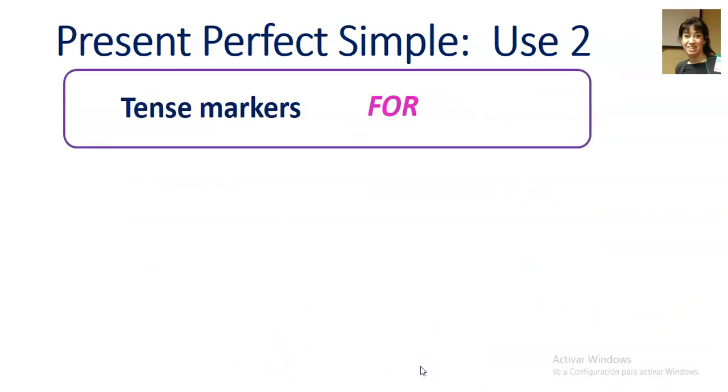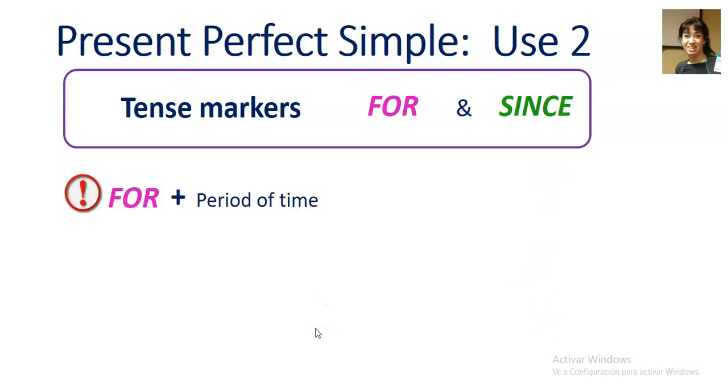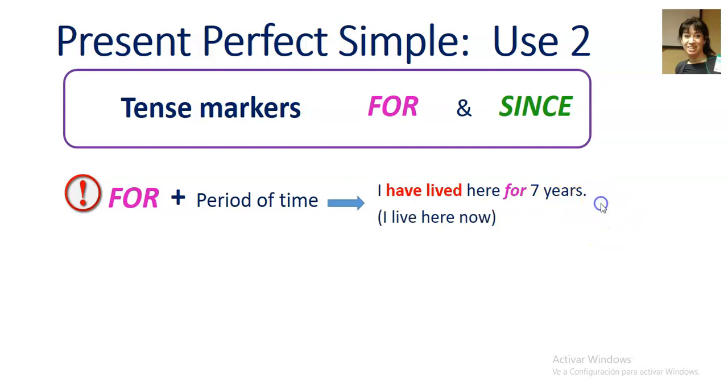More tense markers. For and since. These are two typical tense markers that go with the present perfect simple. In the case of for, it is always followed by a period of time. For example, I can say, I have lived here for 7 years. I live here now. And this is opposite and different from saying, I lived here for 7 years. This means I'm not living here right now, right? That is what justifies your choice of the past simple or the present perfect.